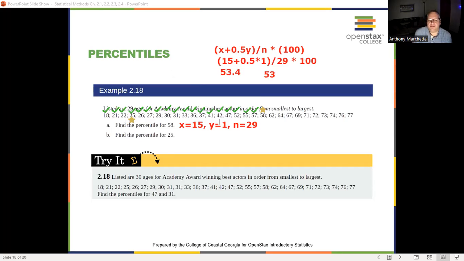So what is the percentile for 58? It's the 53rd percentile. And that does kind of make sense a little bit, because if it's the 15th figure and there are 29 figures, it's about halfway through, and 53 is almost 50%. You could do that also now with 25, using X equals 25, Y equals 1, and N equals 29.